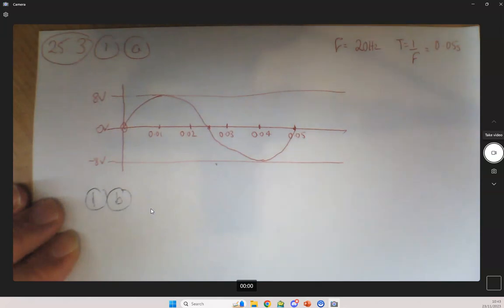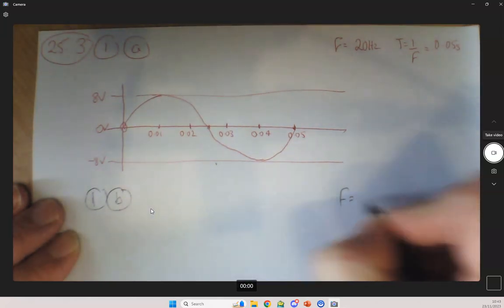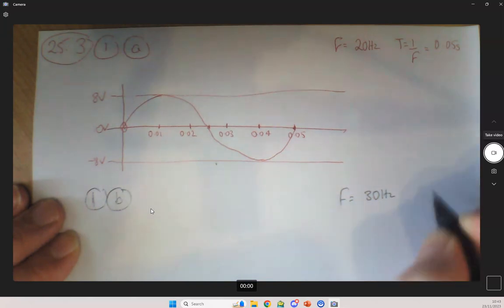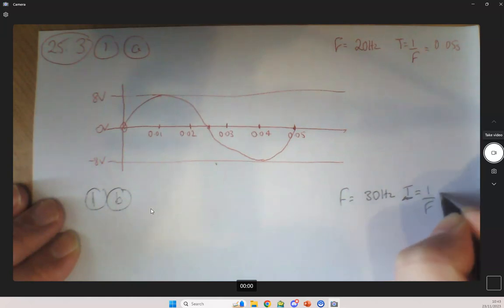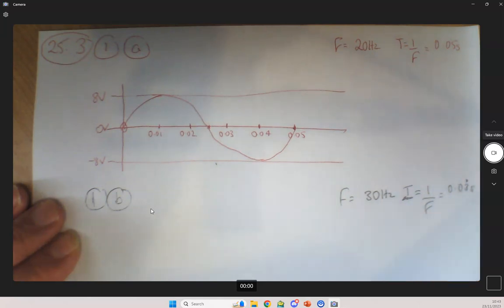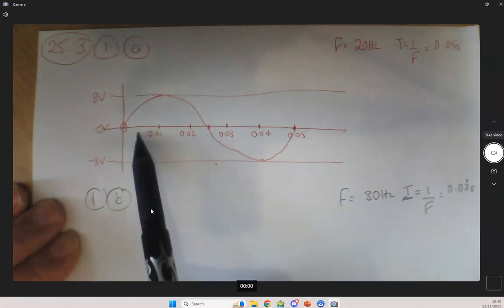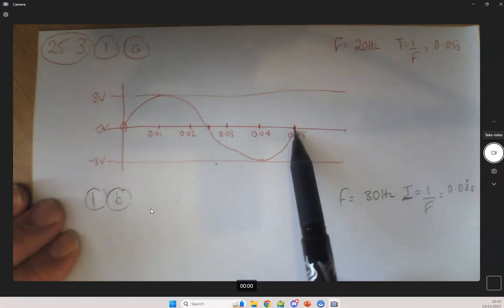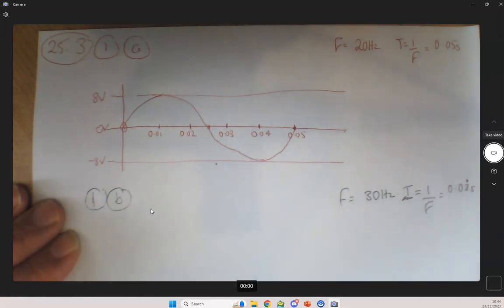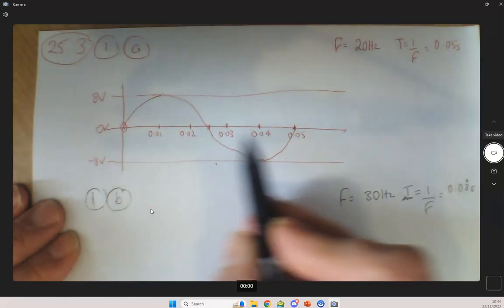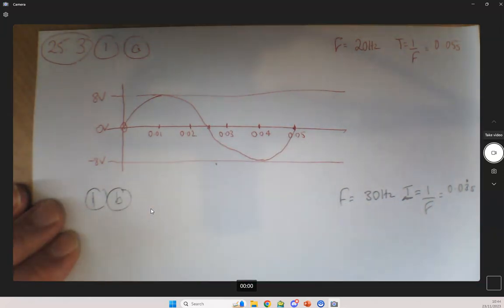And what we're told this time is our frequency is going to be 30 hertz. Now again, our period is 1 upon the frequency. So we've got 1 upon 30, which will be 0.03 recurring seconds. So we know that rather than taking 0.05 seconds to complete a full wave, it's going to do it in 0.033. So it's going to do it about there. Okay? The second thing we've got then is the question of, so that tells us in terms of time how it changes. The second question we've got then is how do the peaks change?